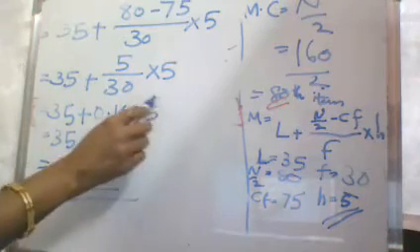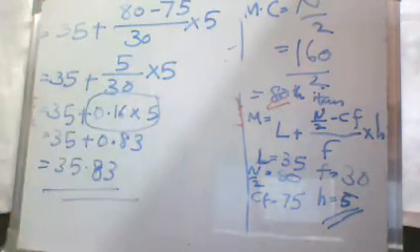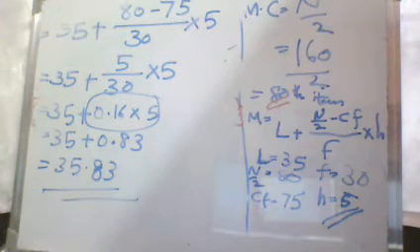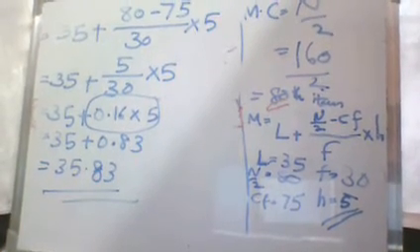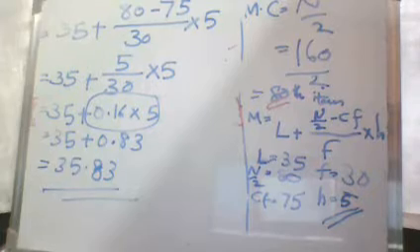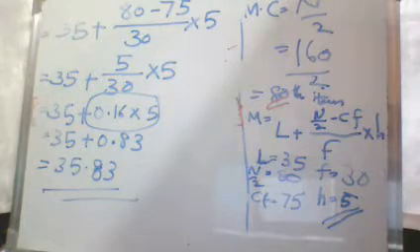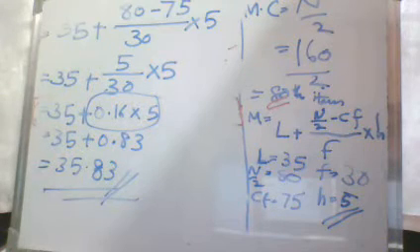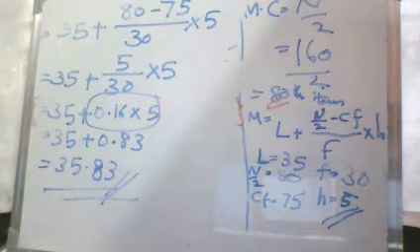First we can do this multiplication. Then 35 plus 0.83, the answer is 35.83. This is the median of this question. Okay, the answer is 35.83.